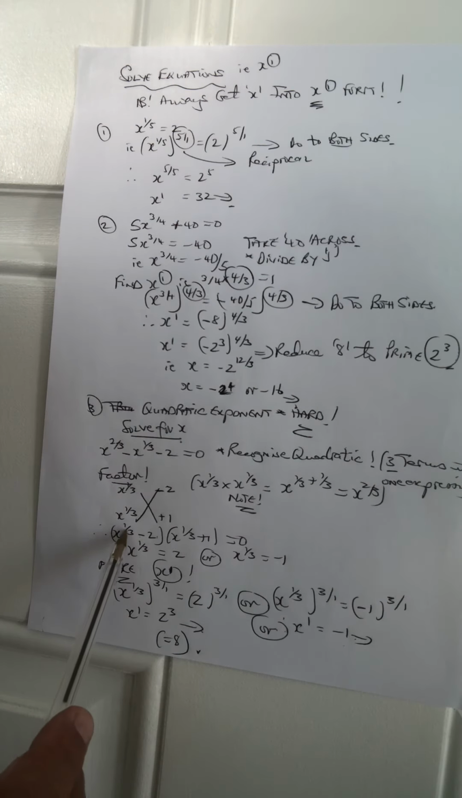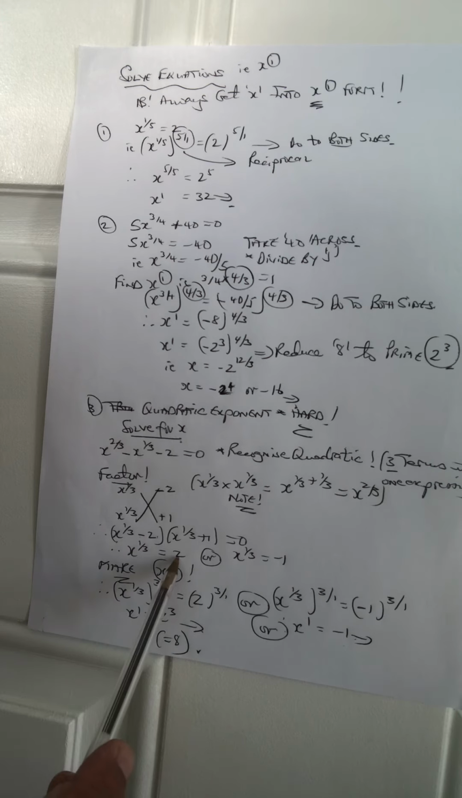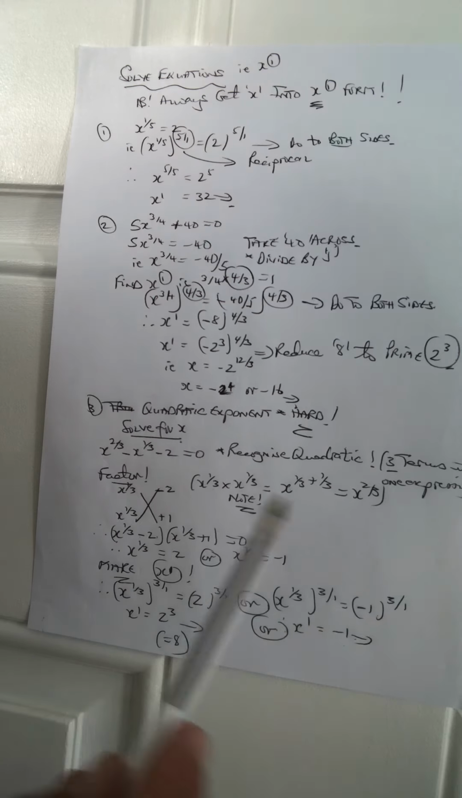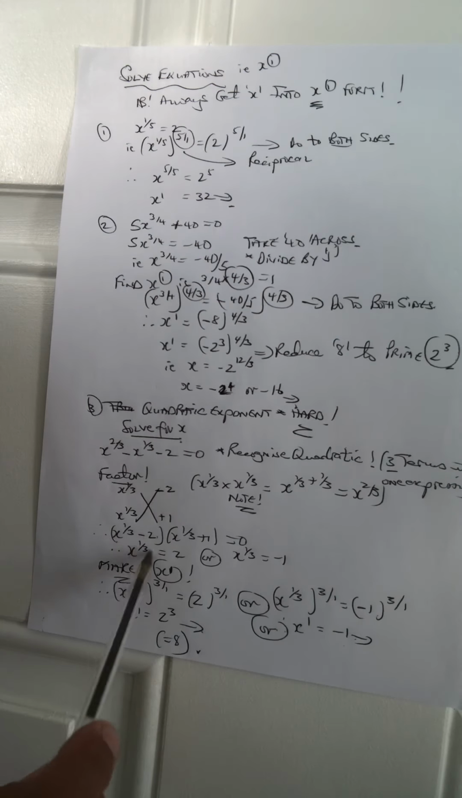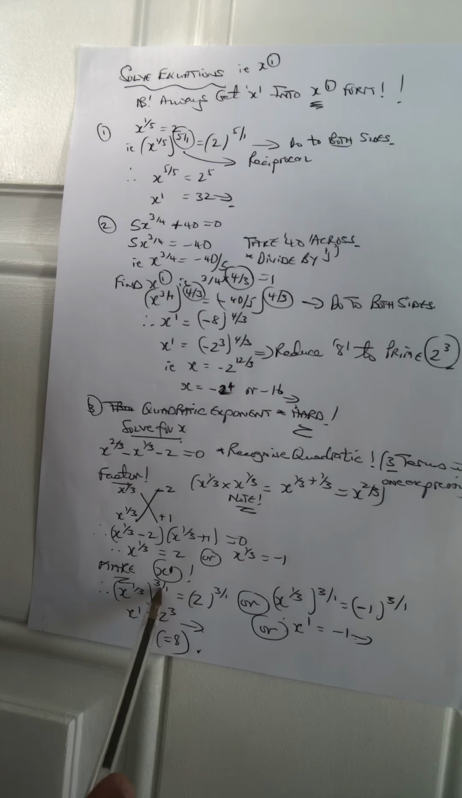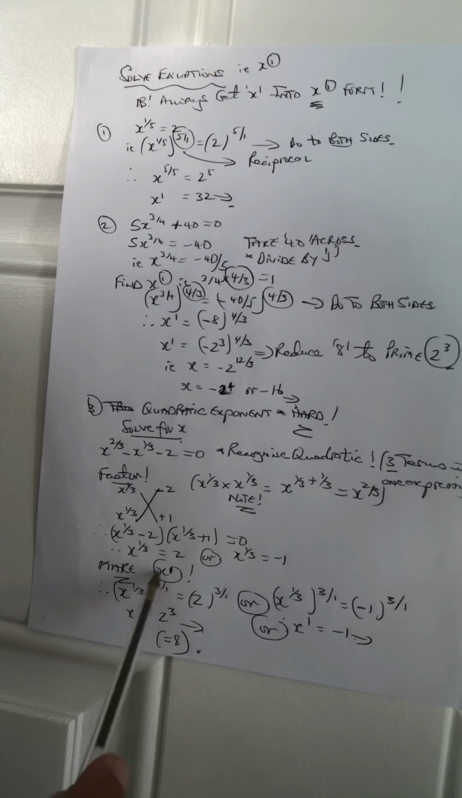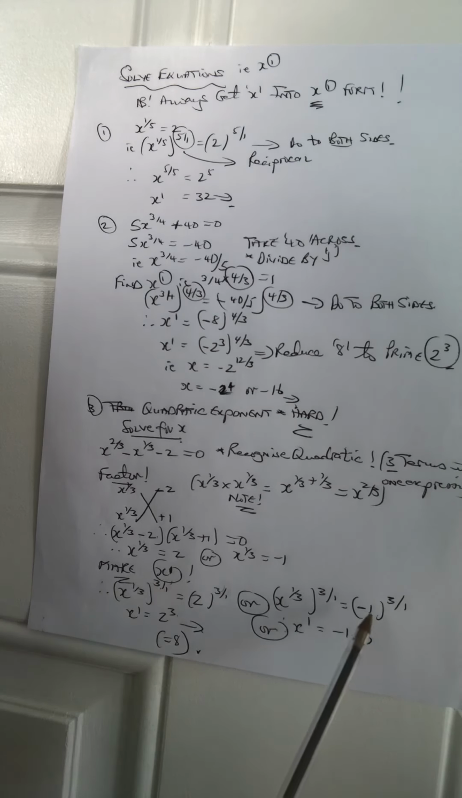So in other words, x to the power 1 over 3 is equal to 2, or x to the power 1 over 3 is equal to minus 1. What I need to do is get rid of the 1 over 3, reciprocal, multiply across, x to the power 1 is equal to 2 to the power 3, because I've done this to this side, I do that to that side. And this one here is very straightforward. Minus 1 to the power 3 is the same as minus 1.